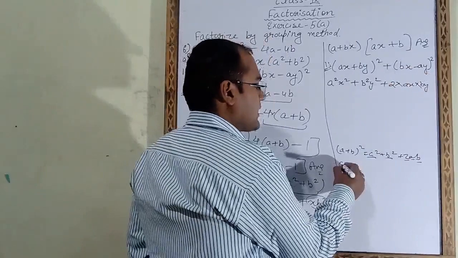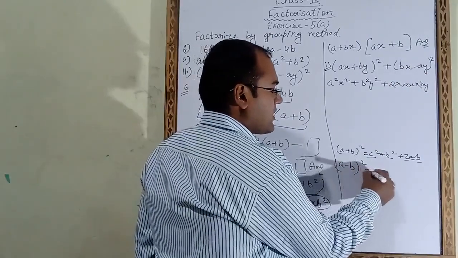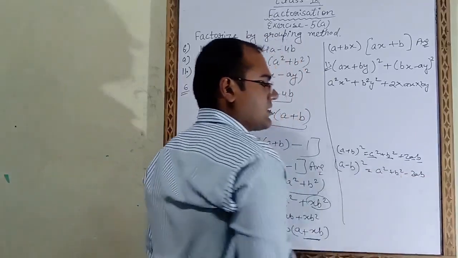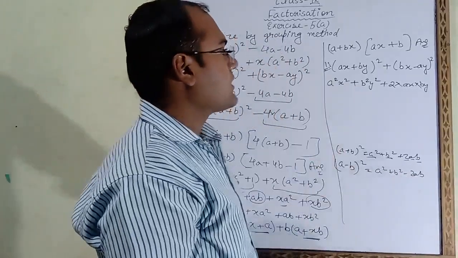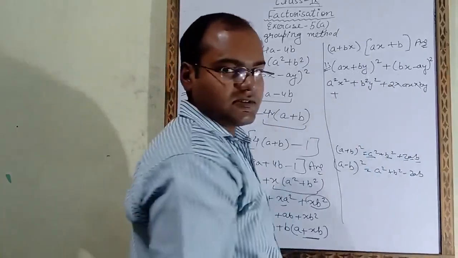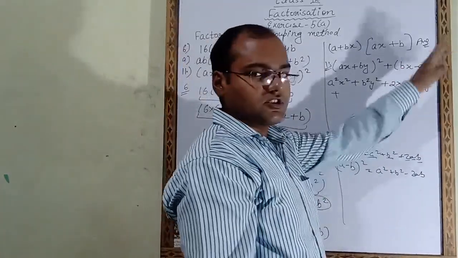Here we have to use the (a minus b) whole square formula. (a minus b) whole square is a square plus b square minus 2ab. This formula we will use here. So the plus sign is coming, this plus we have to write as it is. Now we will open this square.